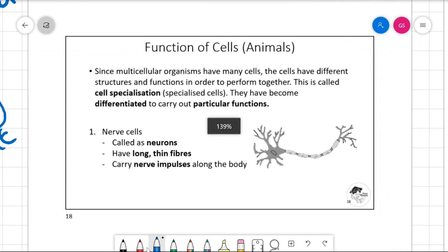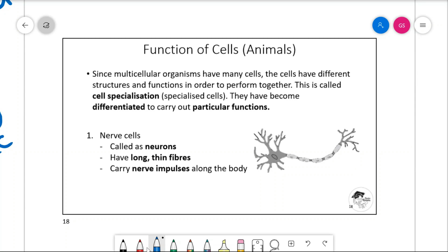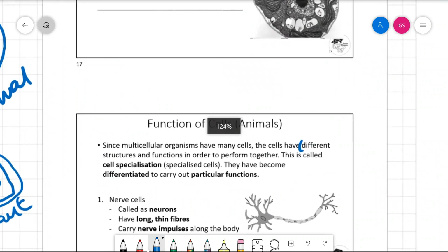Multicellular organisms have many cells. In this case, we're talking about humans and that kind of thing. They have many cells because they have many organs. The cells inside these organs need to have different structures and functions, very importantly, in order for them to perform together.